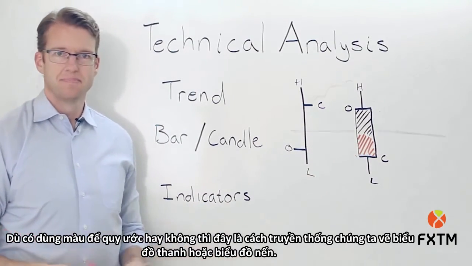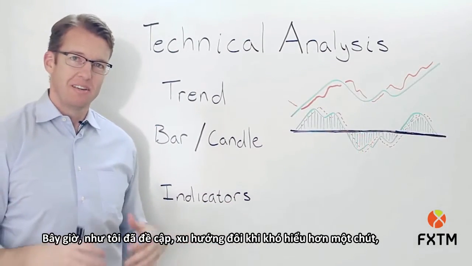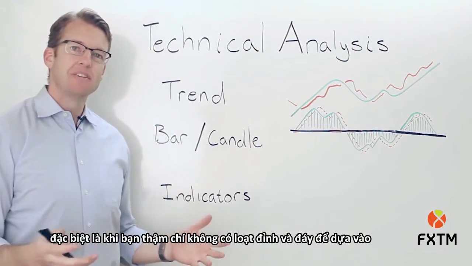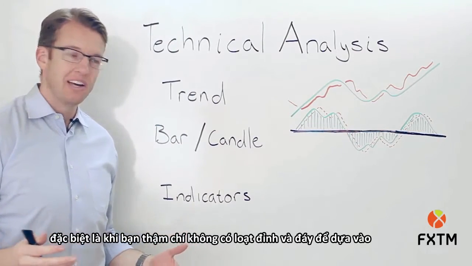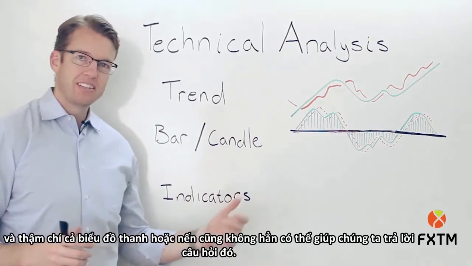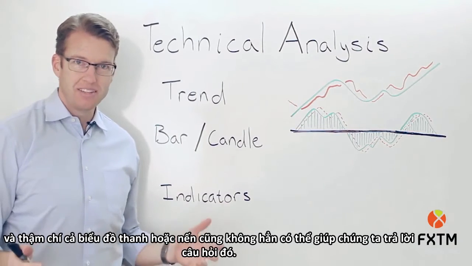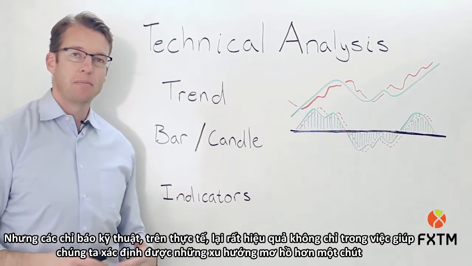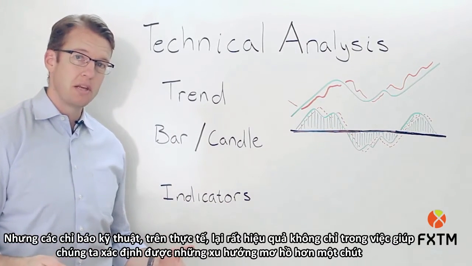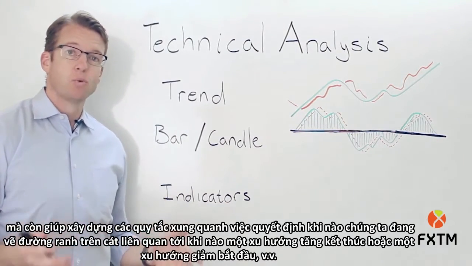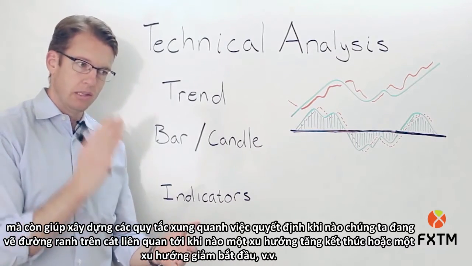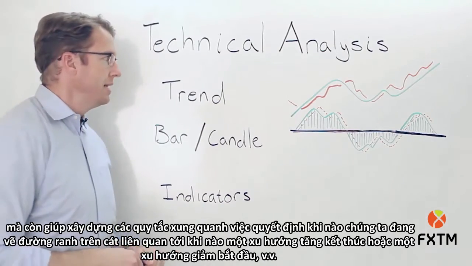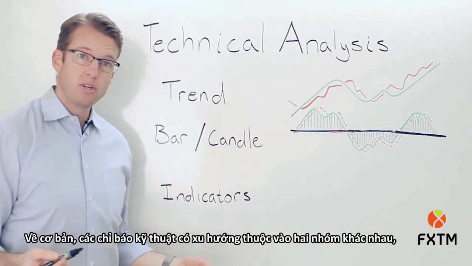Now, as I mentioned, the trend can sometimes be a little confusing, especially when you don't have an even series of highs and lows to rely on, and not even bars or candlesticks can necessarily help us to answer that question. But technical indicators can actually do a really good job of not only helping us to identify what the trend is when it's a lot more ambiguous, but also to build rules around to decide when we're drawing a line in the sand as to when a bullish trend ends or a bearish trend begins and so forth.